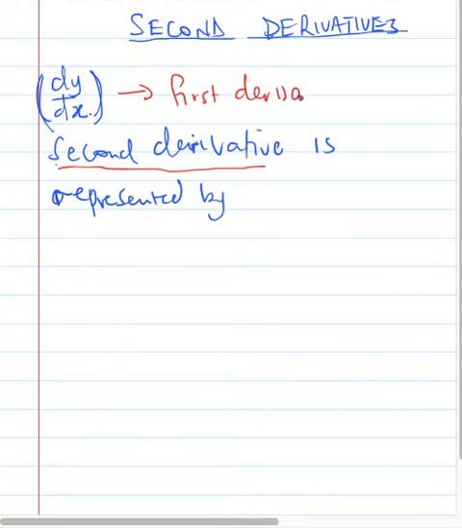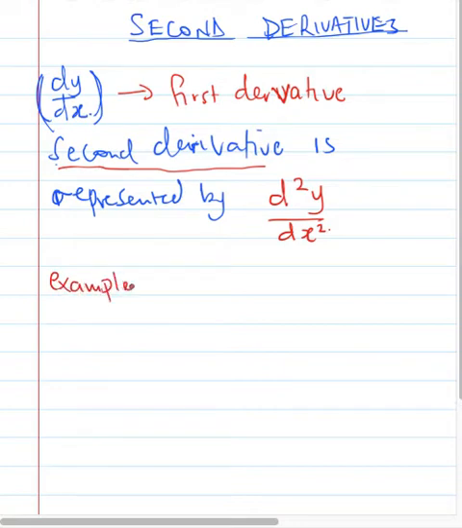Now for the second derivative we write it like this, okay? We write it like this. This here is the second derivative, okay? So we read this as the second derivative of y with respect to x, while this one is the first derivative of y with respect to x. Alright, let's get some examples and see how this is asked.